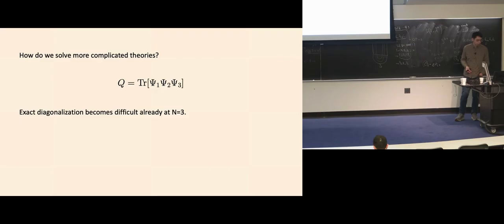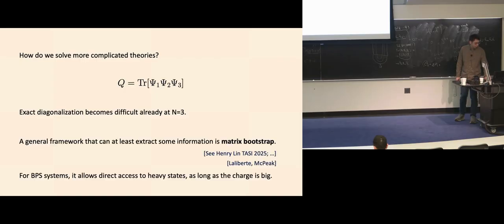Because you have 27 complex fermions, it's not very easy to handle. So a general framework that can at least extract some information is the matrix bootstrap. I won't really review what this formalism is. I refer you to some other papers to study it.